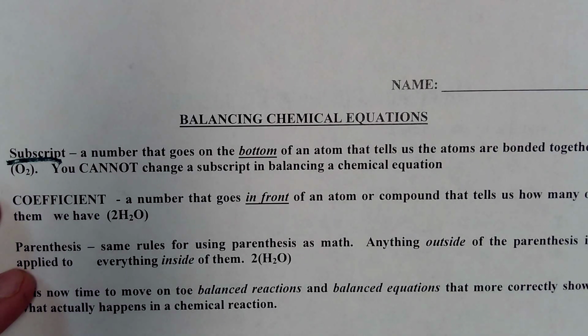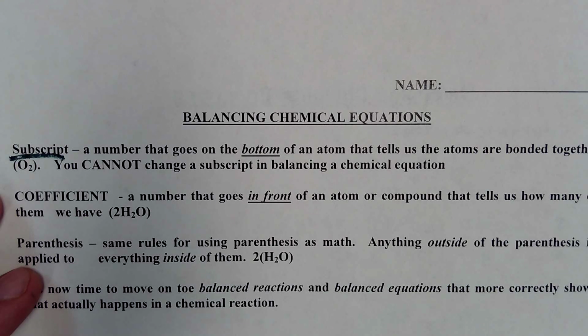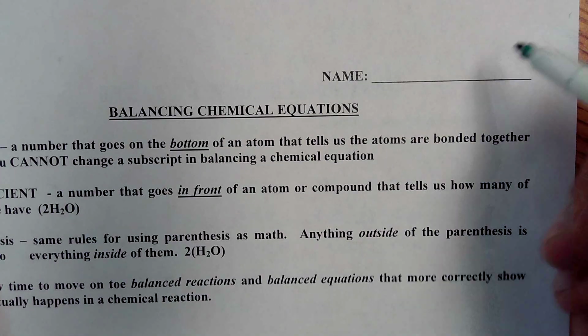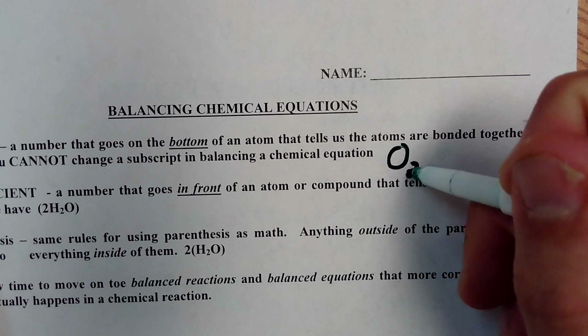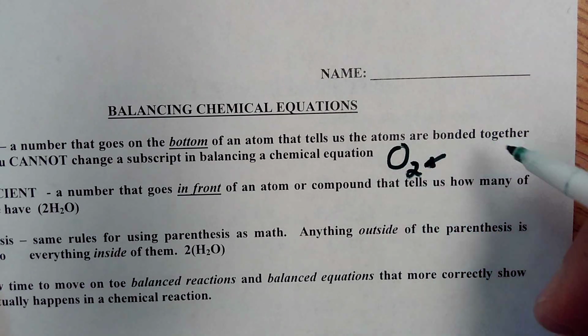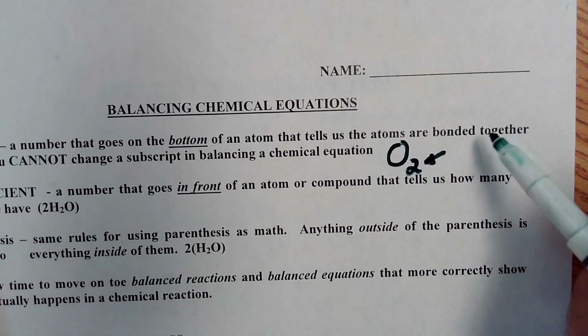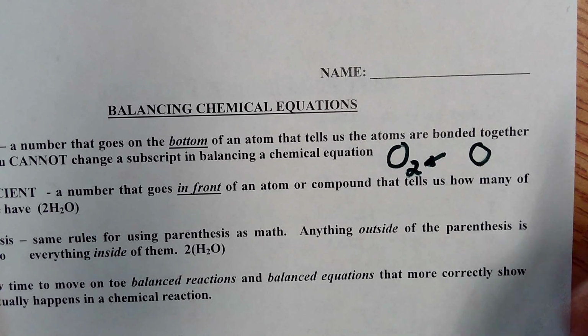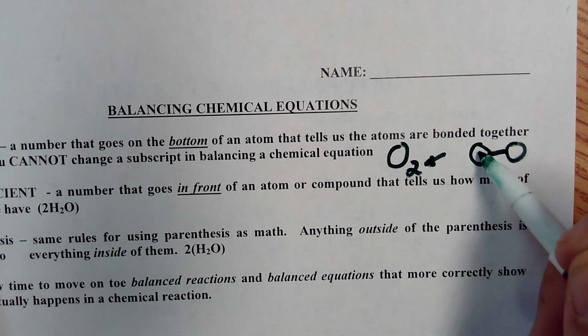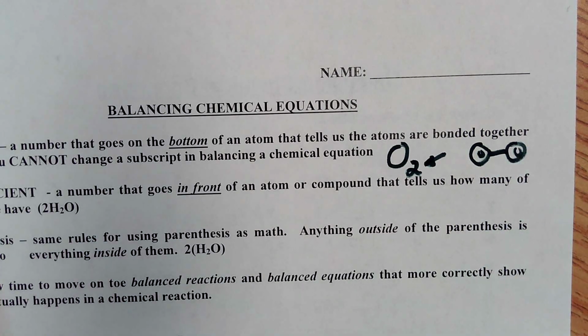You cannot change the subscript in balancing a chemical equation, which is true. You can't just change it and say, ooh, never mind, we only want one oxygen because it's H2O, so we'll just make that 1O. That's not how it works, okay? But the example they give us is like O2, and this is our subscript. It's the 2 here, which again tells us instead of just being one oxygen atom, it's actually 2 of them bonded together like that, okay?